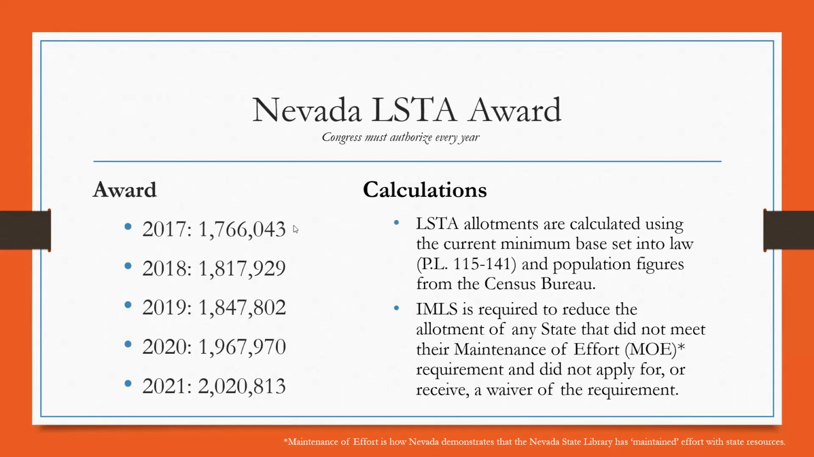LSTA is distributed to us based on our population. So the more people who move to Nevada, the higher our allocation goes. We got a waiver for last year, so our award for 2022 hasn't been finalized yet because Congress hasn't authorized it yet, but it won't go down. And we unofficially did meet maintenance of effort this year, so we shouldn't have an impact to our award next year. If our population goes down, our award goes down.